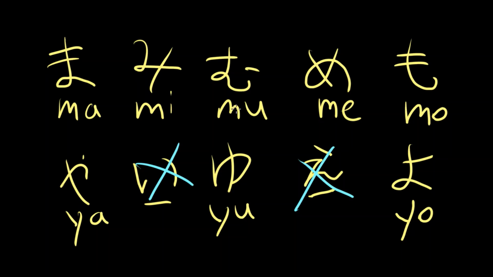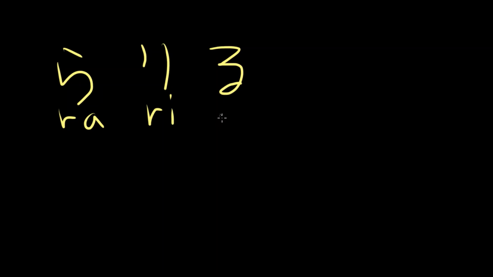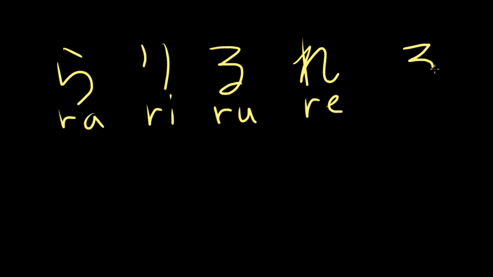Okay. The next row is the ra row. Ra, ri, ru, re, and ro. Ra, ri, ru, re, ro.